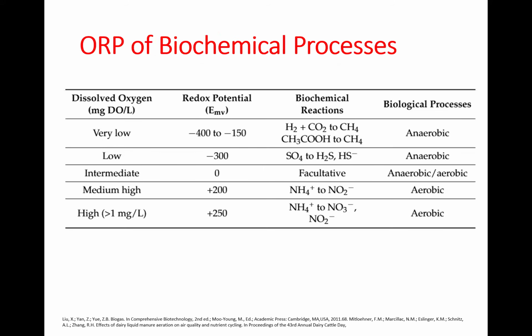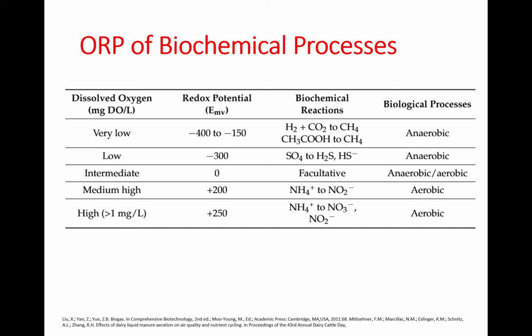What is the relationship between ORP and different biochemical processes in wastewater? If you have very low concentrations of dissolved oxygen, in this case, the redox potential will be on the negative side. And if it varies from minus 400 to minus 150 millivolt, in this case, anaerobic conditions can be predominant. And in this case also, processes like conversion of hydrogen and carbon dioxide to methane, or acetic acid can be converted to methane.